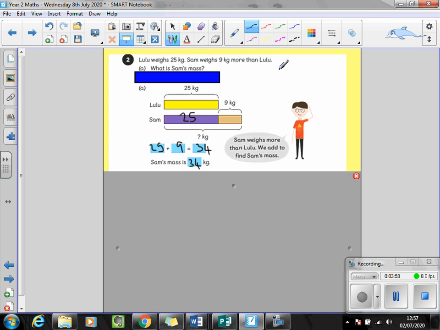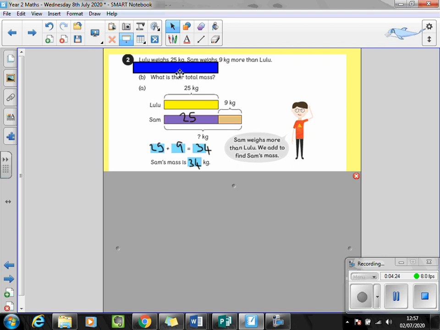Now, again, you may have used a different way of calculating those two numbers together. 25 add 9. You may have turned the 9 into a 10, added it to 25 to make 35 and then take away the 1. Or you might have tried to use column method. Let's look at question B.